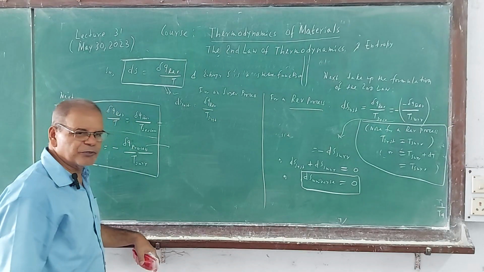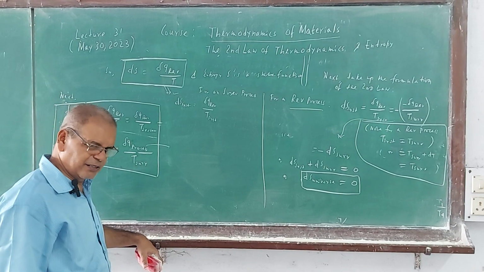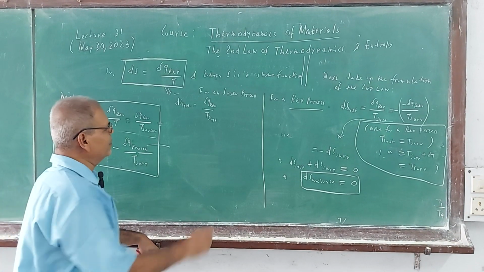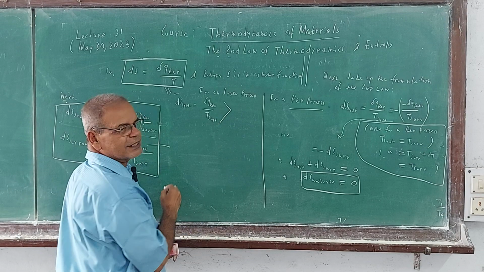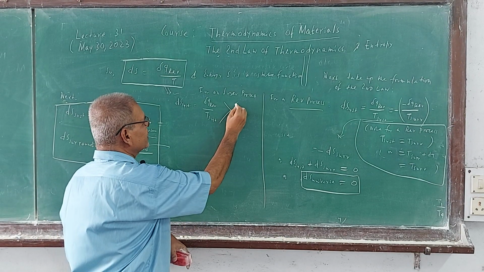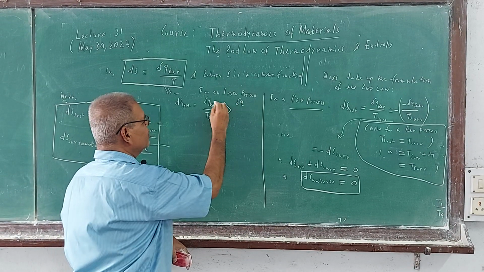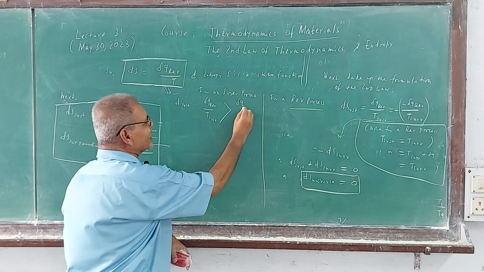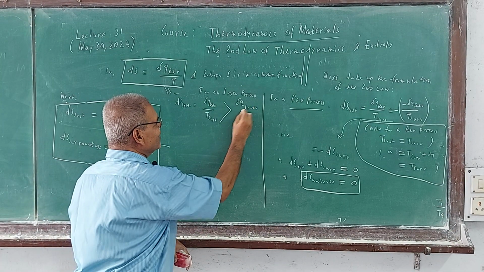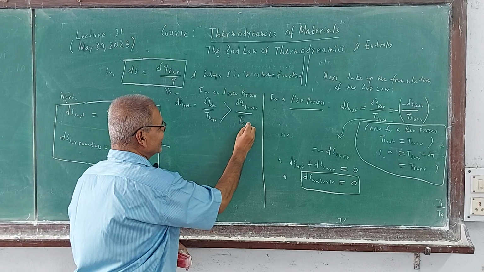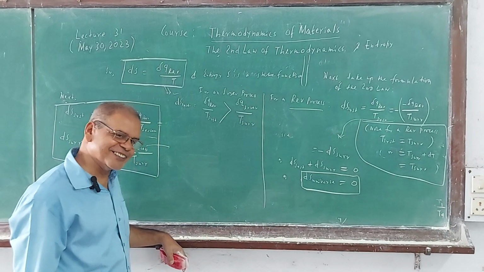Now there is an interesting observation that I tell you. I will give you with examples. But this is very interesting. This I can show here. dQ reversible by T system is always greater than dQ irreversible by T surrounding. It is a very interesting observation. Always you can check actually.